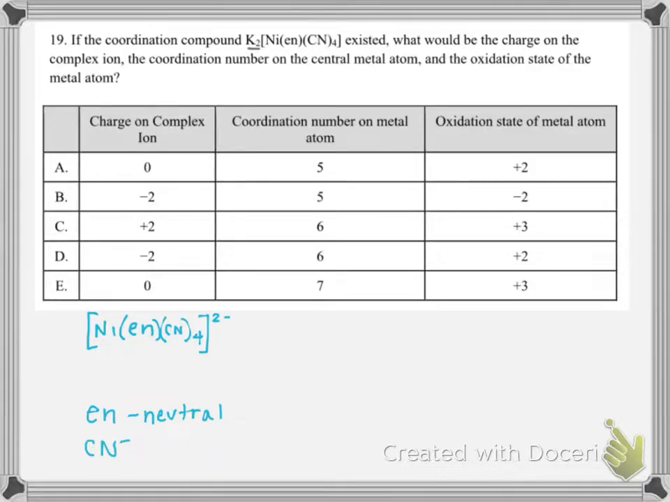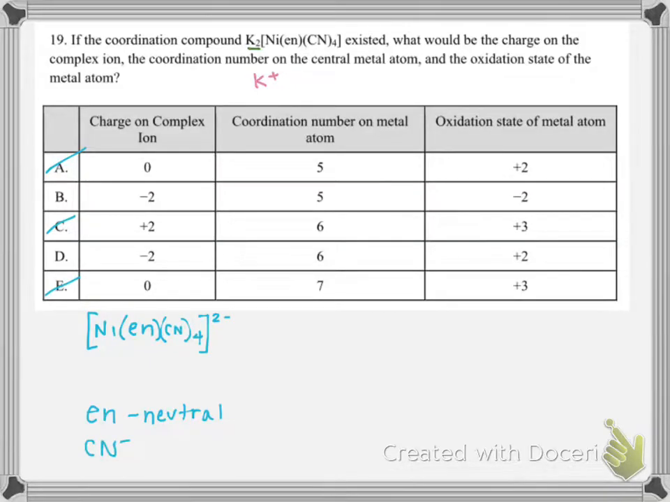Okay, so we have this complex and it's K2. So that means it has 2 potassiums with it, if we were to have this complex as a salt. We know that potassium is a +1 charge, so this complex must be -2. Okay, so that already really narrows down our answers. Let's keep going.